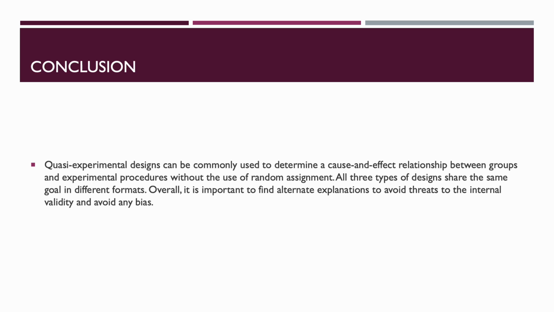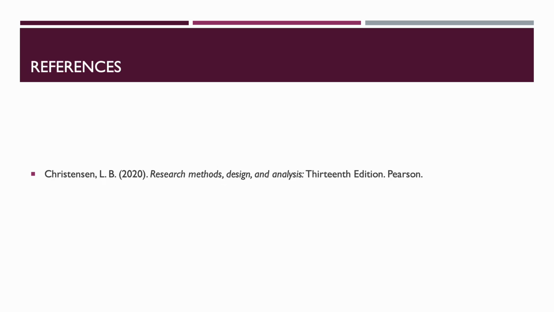And to conclude this presentation, these experimental designs can be commonly used to determine the cause and effect relationships between groups in experimental procedures without random assignment. All three types of designs share the same goal while using different formats. And overall, it is important for the researchers to find alternative explanations to avoid threats to the internal validity and to avoid any bias. And that concludes the presentation.